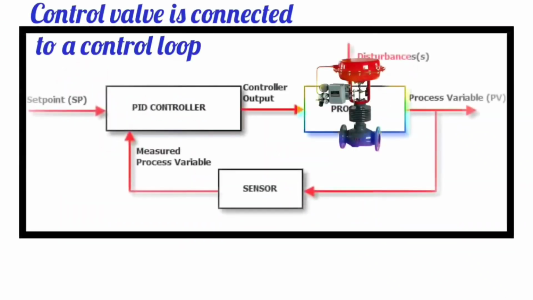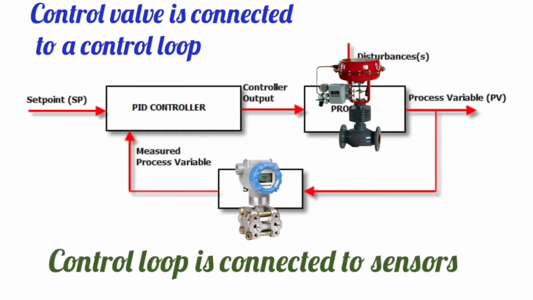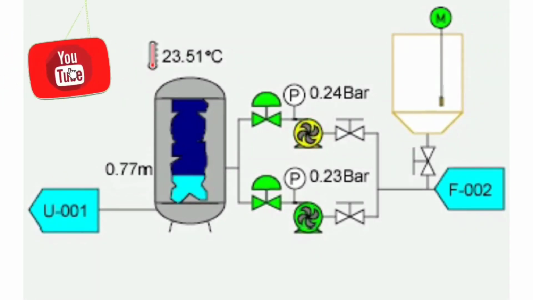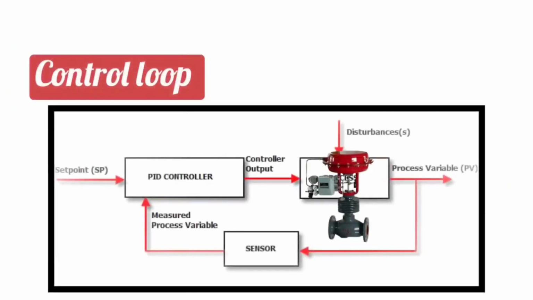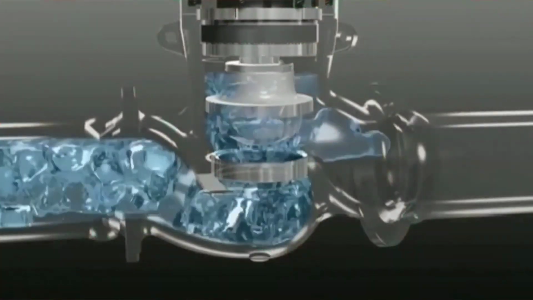A control valve is connected to a control loop. This control loop is connected to sensors. These sensors measure the flow, pressure, and temperature of the fluid. The control loop then sends the signal to the control valve. This adjusts its position and regulates the flow of fluid.